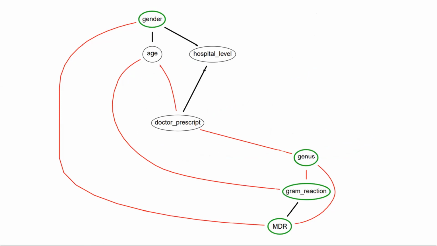As we are more interested in the drivers of multiple drug resistance, we can find there are 6 other variables associated with MDR, including the genus of bacteria that infected patients, the type of bacteria, whether it's gram-positive or negative, the gender of patients, the patient's age, and whether patients have been provided a prescription of antibiotics from doctors, and also the hospital level that patients have been to for seeking treatment.